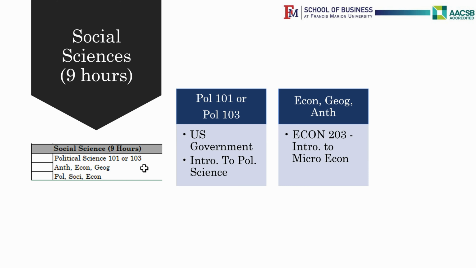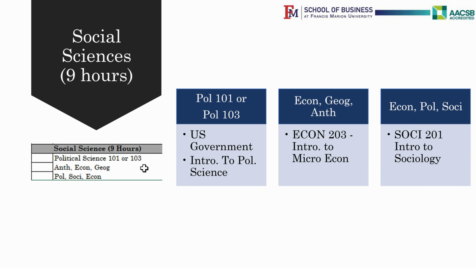It is, however, recommended that students take Economics 203, Introduction to Microeconomics, and Sociology 201 as part of the social sciences requirement. This allows HCA majors to double major in HCI without having to take any additional classes.